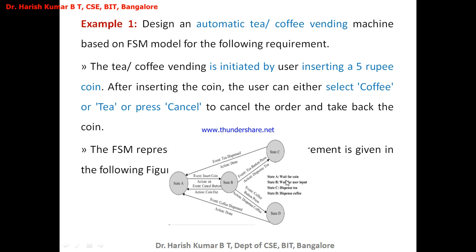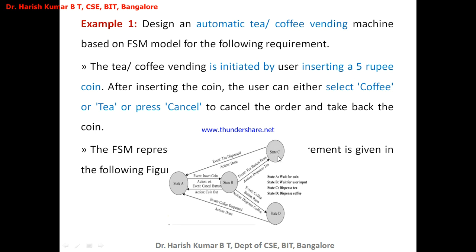State A is wait for the coin. This is the start state, the initial state. It is waiting for the 5 rupee coin to be inserted. Once the 5 rupee coin is inserted, event is coin insert, action is okay, it comes to this state, wait for the user input. Because it is coffee or tea, the user has to say whether he requires coffee or tea. If the user says tea, the event is T button press, it goes to the state C, and action is dispense C.